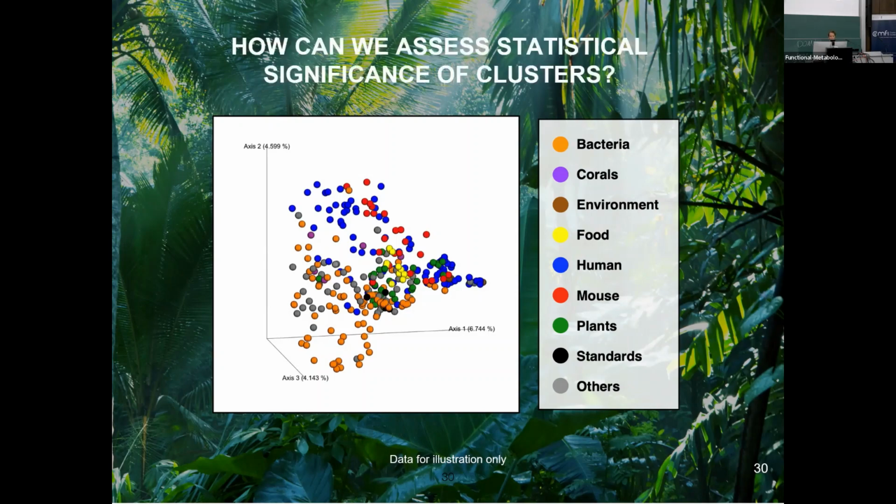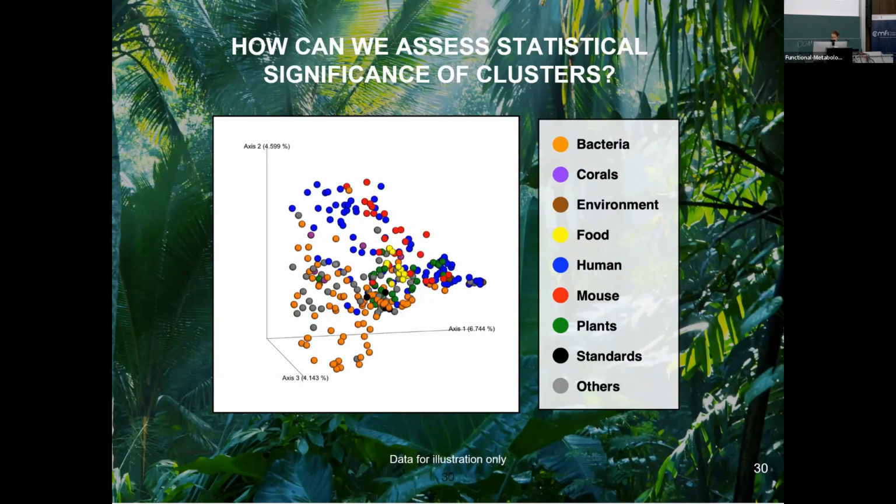But so this is just a visual representation of your data, right? So how do you know if this is also statistically significant? If you have a control and diseased or some different groups, you want to distinguish how would you assess the statistical significance.